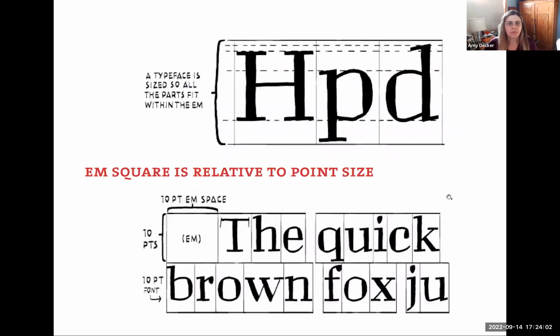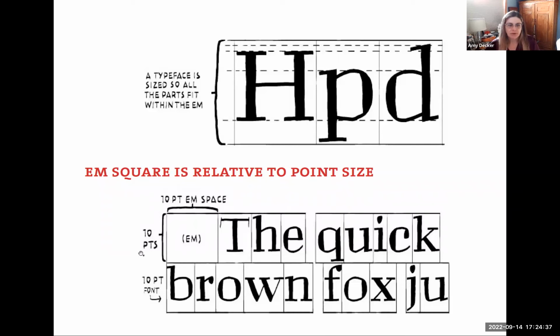Let me show you. A typeface is sized so all the parts fit within the M. That means the ascenders, the descenders, the cap height, the whole scaffolding. So an M is relative to the point size. A 10-point M space is how the type is measured. The entire letter form, ascender, descender, has to fit within the M. So it's a square measurement. It's not a height measurement.